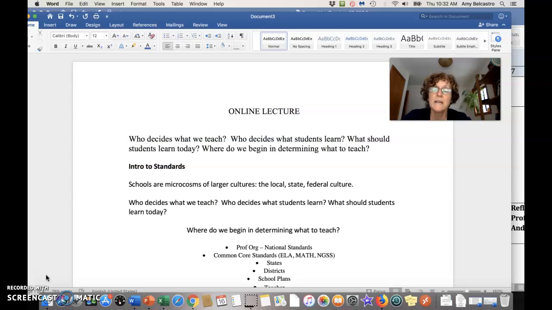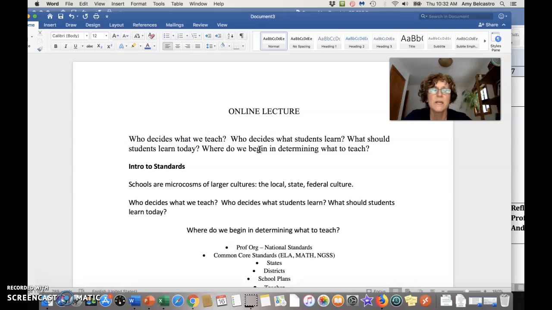So today we really were going to focus on that question, after we looked at what knowledge is most worth knowing. How do we decide what we teach, and who decides what the students learn? Basically, how do we decide for teachers in the public school classroom what we are going to teach our students? And for folks outside of public school classrooms, how do you know what to teach? So really looking at where our students are.